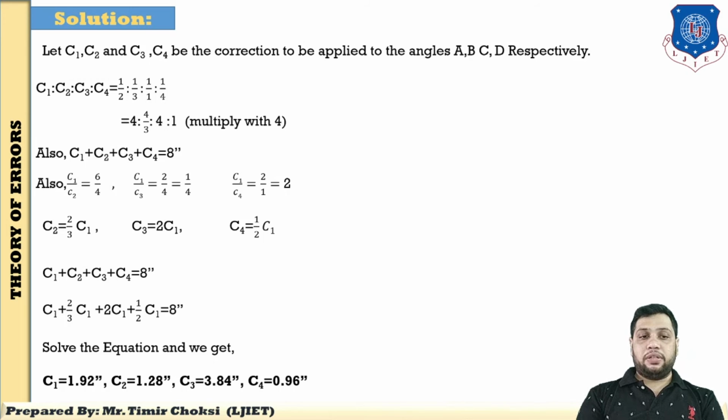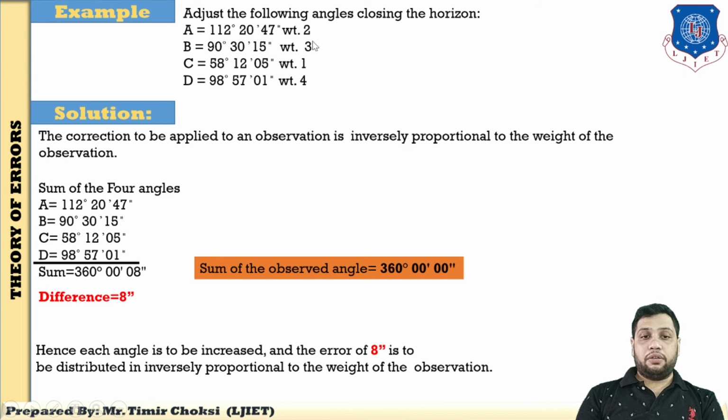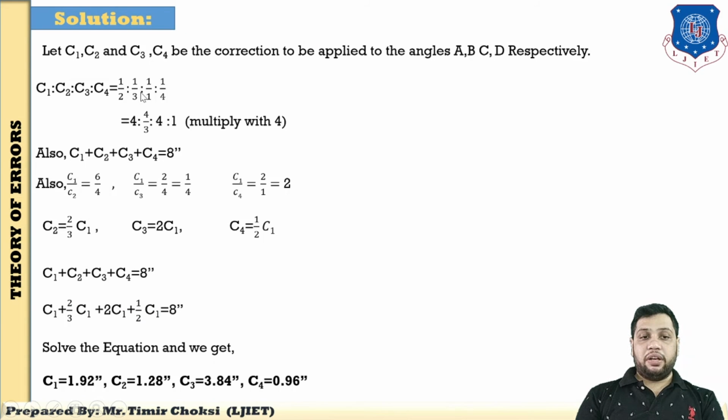So C1, C2, C3, C4 should be inversely proportional to the weight. The weights are 2, 3, 1 and 4, so 1 by 2, 1 by 3, 1 by 1 and 1 by 4. So C1 : C2 : C3 : C4 equals 1/2 : 1/3 : 1/1 : 1/4. Now multiply this by 12, because you have to find the LCD, to find the values of C1, C2, C3 and C4.